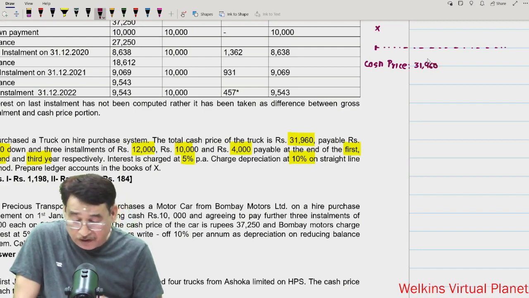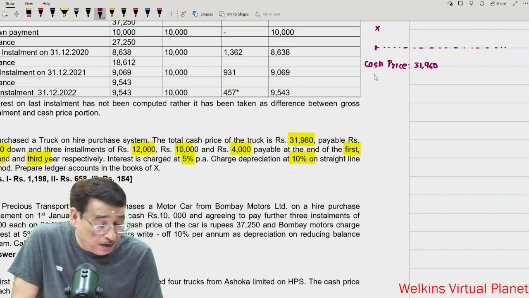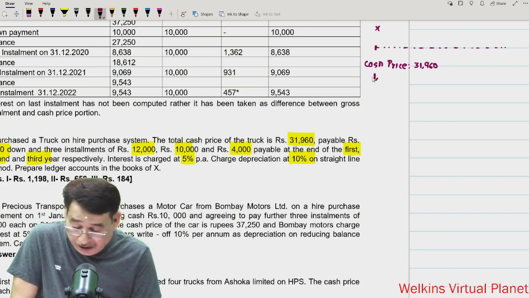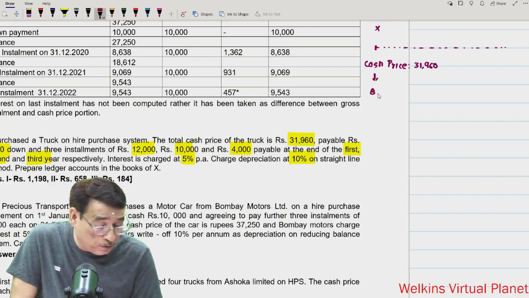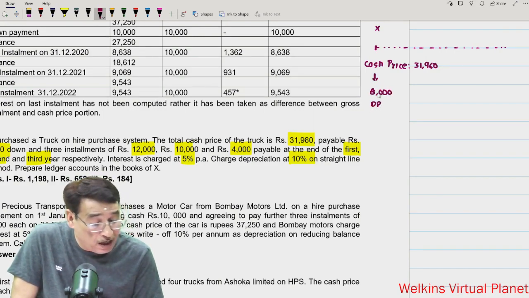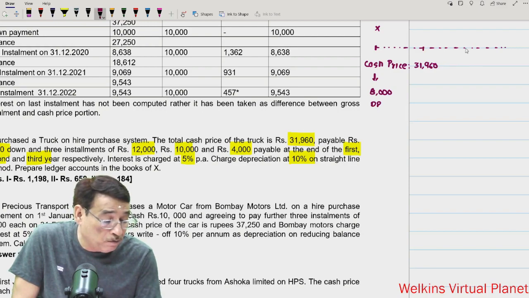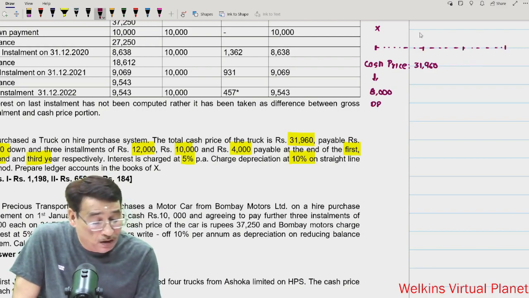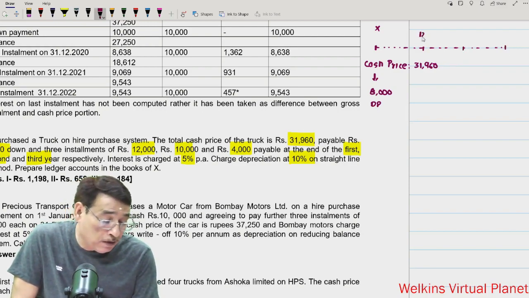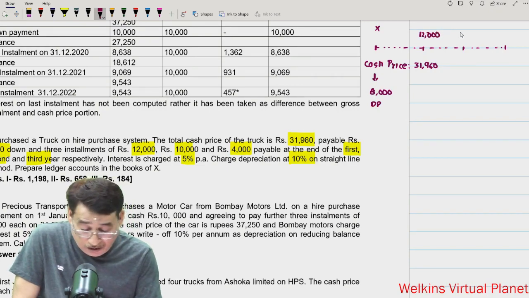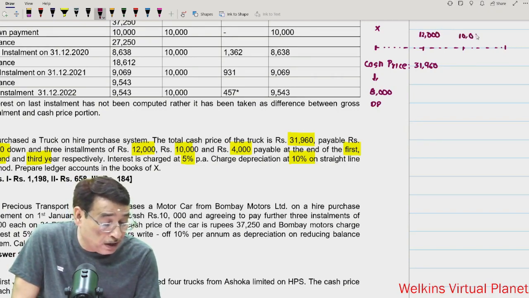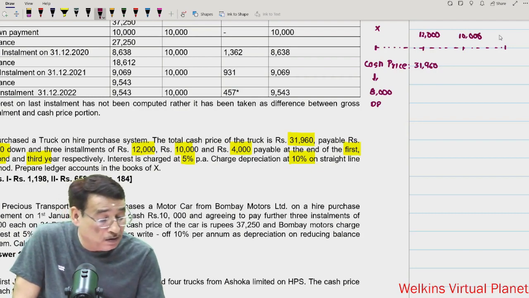And further it is written in the question that on the date on which we purchase the asset, we are supposed to make a payment of 8,000, that is the down payment, and further 3 more installments, 1, 2, 3. The first installment is of 12,000 and the next installment is 10,000. And as you can see, the last installment is 4,000.